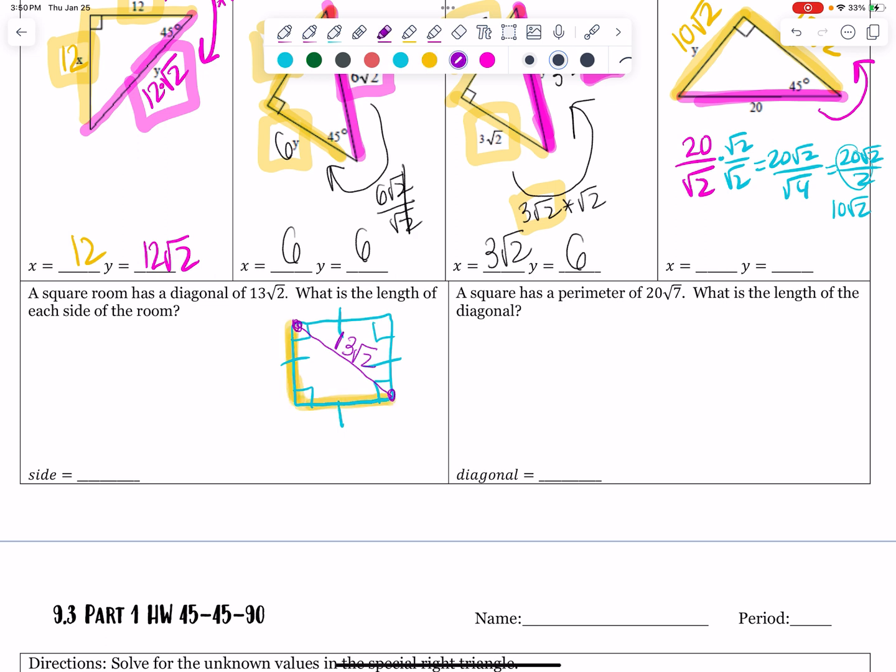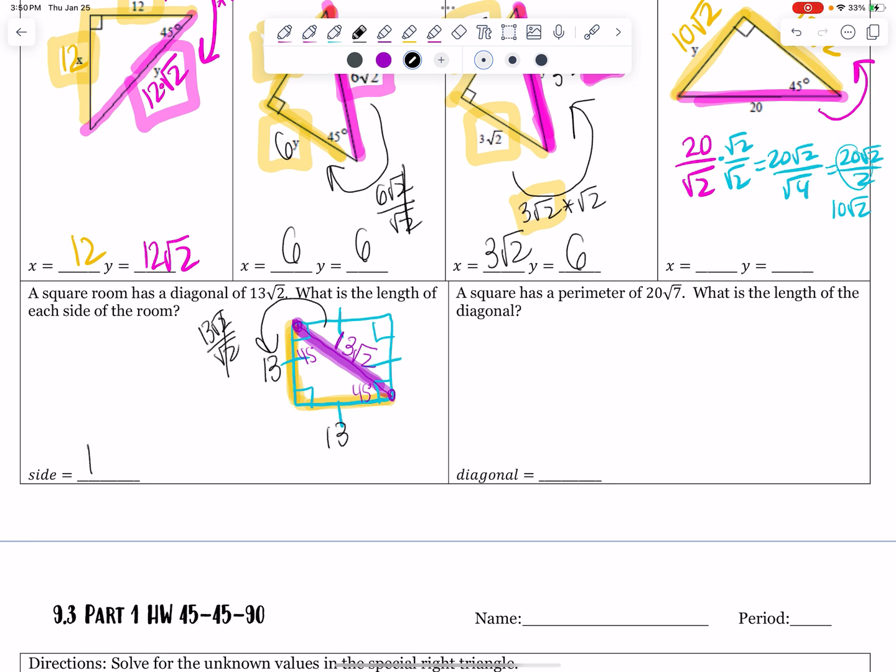And so what we have is a hypotenuse, which is that diagonal, and we know that this is a 45, 45, 90 triangle because it's the diagonal of a square, which splits into a 45, 45, 90 triangle. And so if the diagonal is 13 root 2, to get to the side length, I'm going to do 13 root 2 divided by root 2. Those root 2's cancel out, and then 13 is my side length of the square.